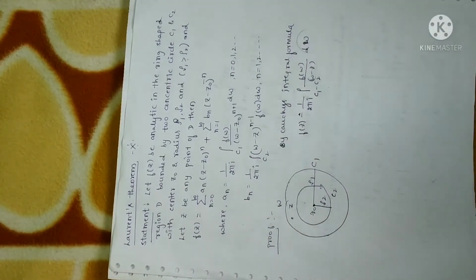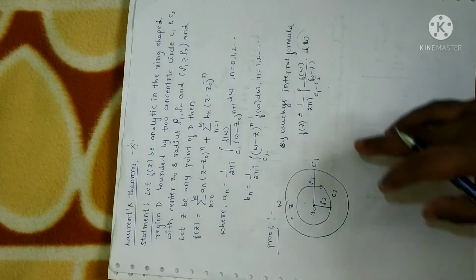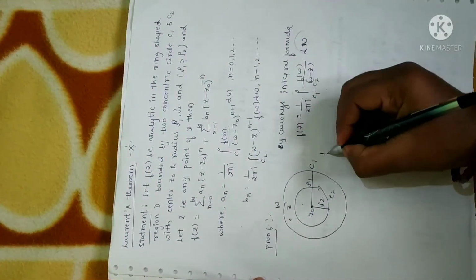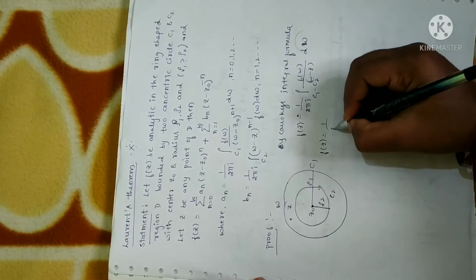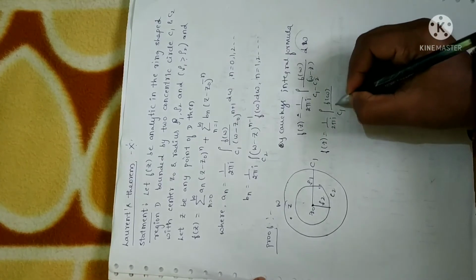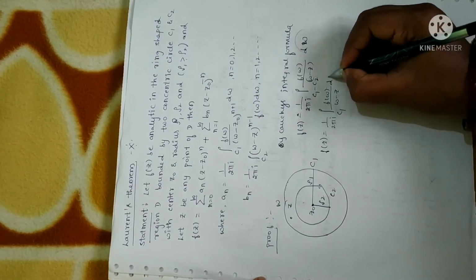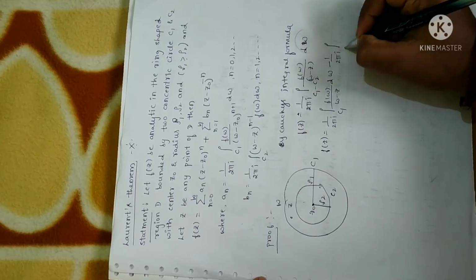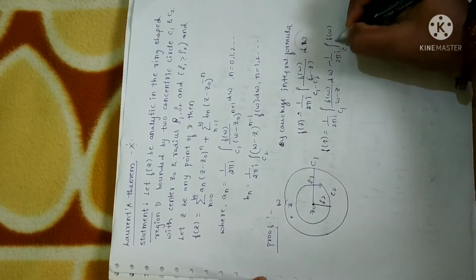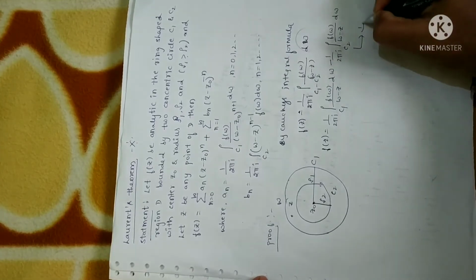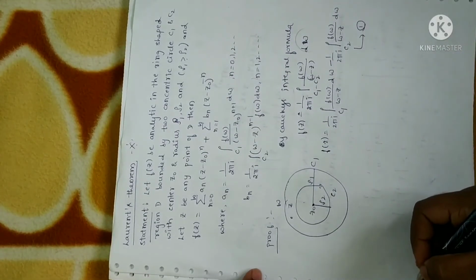This is one of the consequences of Cauchy's theorem, right? Why? Because we have two curves C1 and C2. So we can write the same along the two curves as 1 by 2 pi i into the integral over C1 of f of w divided by (w minus z) into dw, minus 1 by 2 pi i into the integral over C2 of f of w divided by (w minus z) into dw. Fine, so let me take this as equation 1.